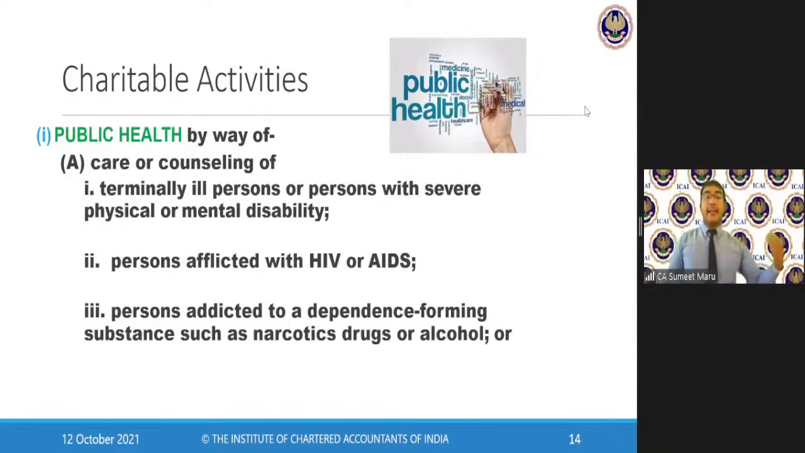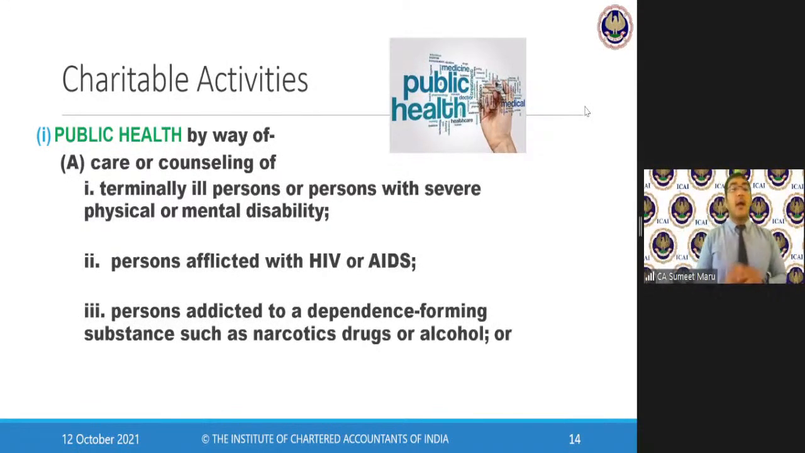First, public health. If any charitable organization is in public health, sir, again, public health is such a vague term. So public health, A: care or counseling of terminally ill persons or persons with severe physical or mental disability. If you are a charitable trust, what are the allowed charitable activities? First, public health. So if you are taking care of or giving counseling to any ill person having severe physical or mental disability, this is the first allowed charitable activity.